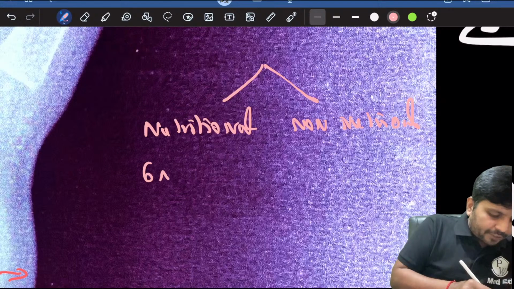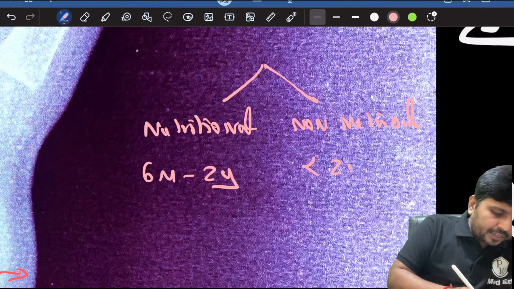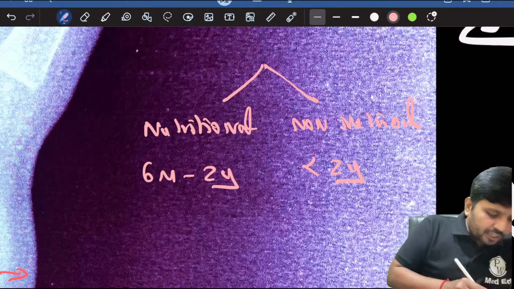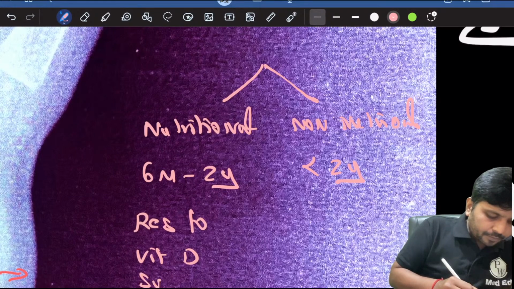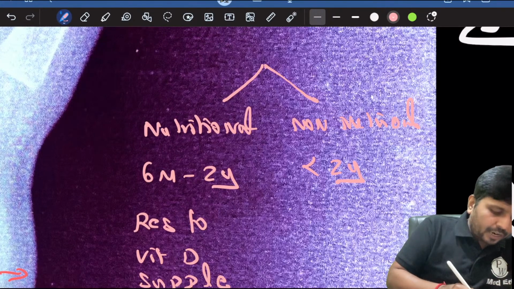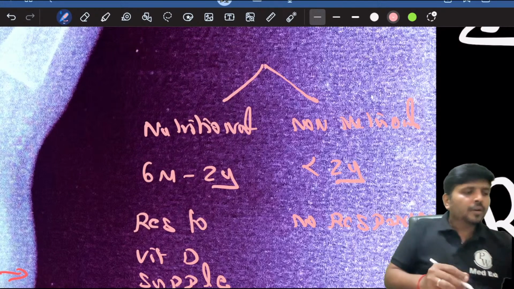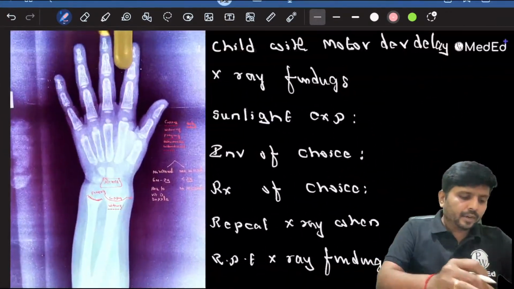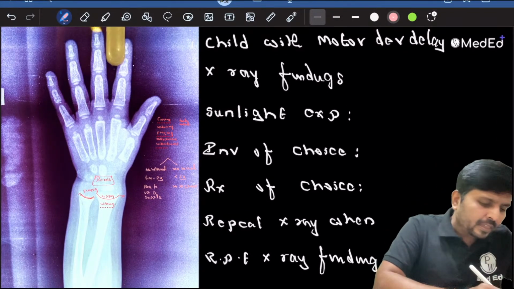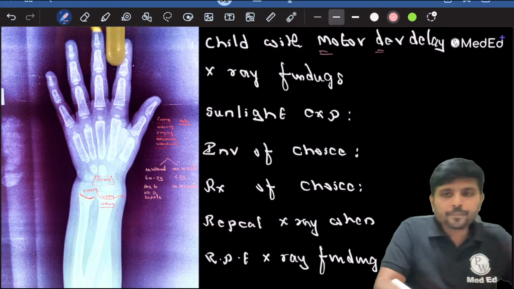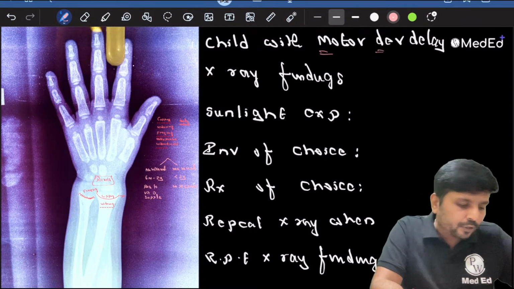Nutritional rickets usually manifests at 6 months to 2 years, whereas non-nutritional is less than 2 years. Nutritional will respond to vitamin D supplements, whereas non-nutritional has no response. Now, certain questions: the majority of them, because of weak bones, will present with motor developmental delay, inability to walk, inability to stand, inability to achieve head control, etc.